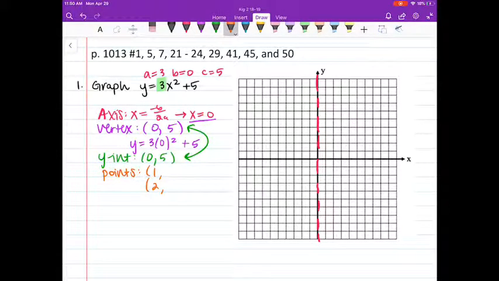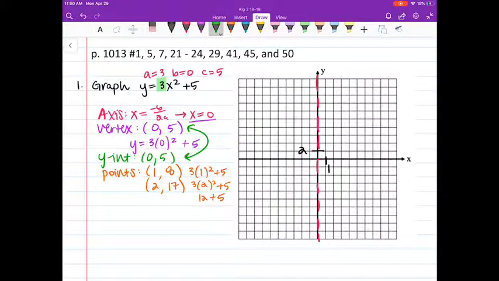So we're going to plug in 1, so we have 3 times 1 squared plus 5. 1 squared is 1, times 3 is 3, plus 5 would be 8. Then plugging in 2, we have 3 times 2 squared plus 5. 2 squared is 4. 3 times 4 is 12. Plus 5, we get 17. So there was that y-coordinate I was waiting for. That's way bigger than 10, which tells us we're going to want to scale our y-axis by 2s. Our x-axis is fine being counted by 1s.